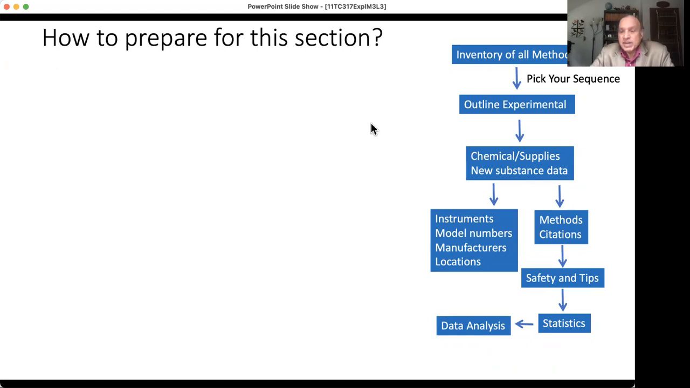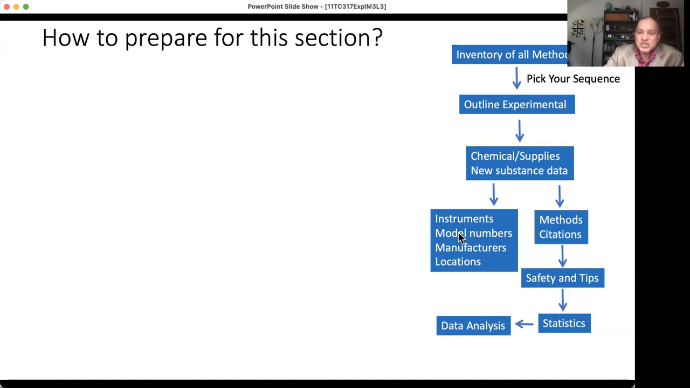So inventory of all your methods. So you've done a bunch of experiments, make a list of all the experiments you've done, arrange them, and then make an outline for the experimental. Say which ones to include, which ones not to include. And then the ones I want to include, for those you write down all the chemicals and supplies used for those methods. You don't do it from your memory. A lot of the time people are doing it from memory and say, I will write the same paragraph of chemicals and supplies for every paper. It doesn't work like that. They will be different for different papers, and you need to pay attention to that.